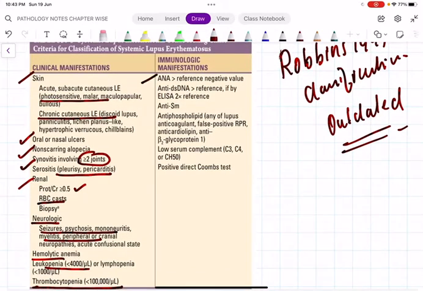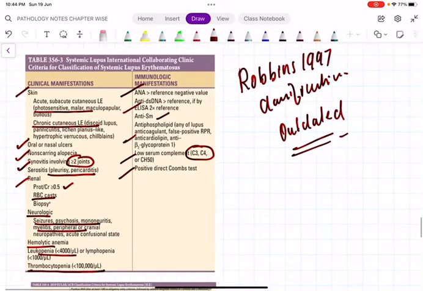Immunological manifestations: ANA should be more than the reference value, anti-double stranded DNA more than the reference value, anti-Sm, anti-phospholipid antibodies. Then low serum complement, this is very important. I have already told you, since the complements are used up in the formation of immune complexes, the serum complement levels will be falling. And a positive direct Coombs test, which again suggests hemolytic anemia. So these are the clinical and immunological manifestations.